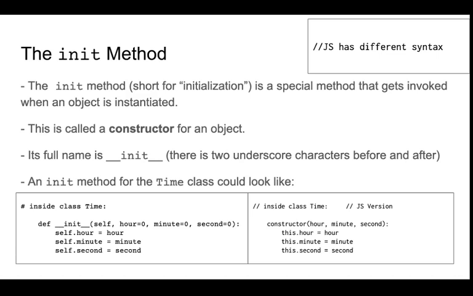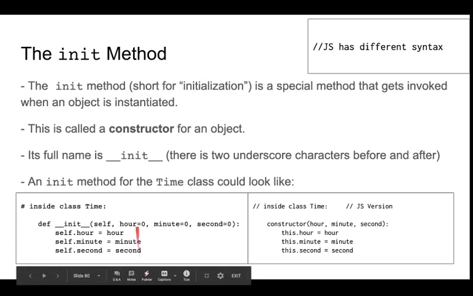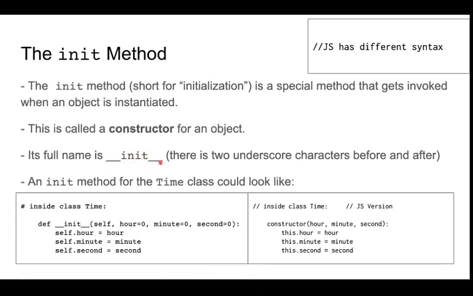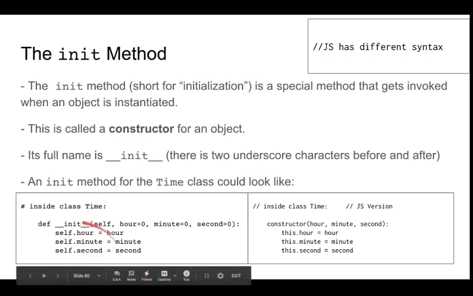You want to pay attention to the syntax here. It's 2 underscores, the word init, followed by another 2 underscores, and this is a Python thing. So the constructor or the init method would look like this for the time class. In JavaScript, use the constructor keyword and everything else looks pretty much the same. Self is replaced with the keyword this.